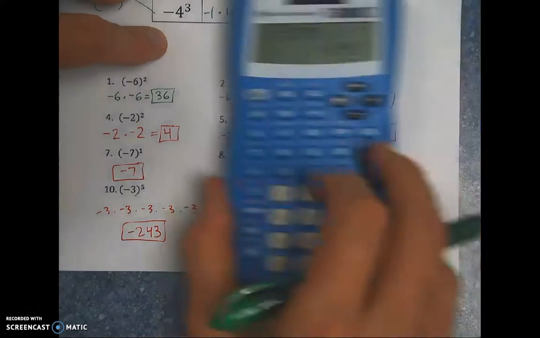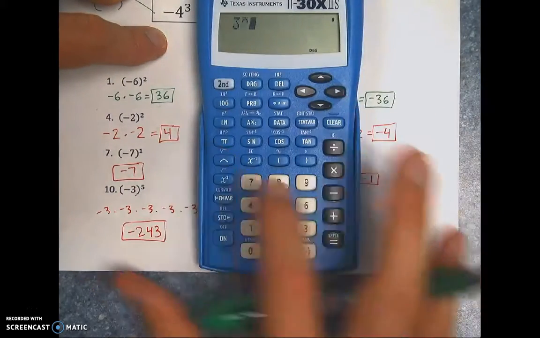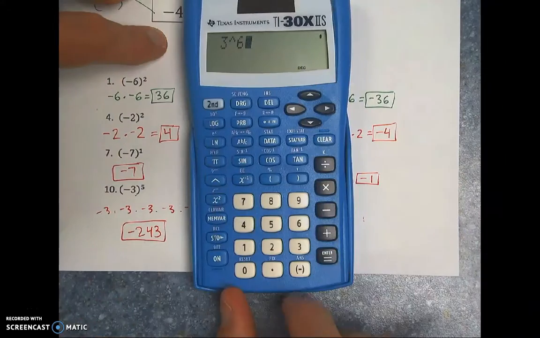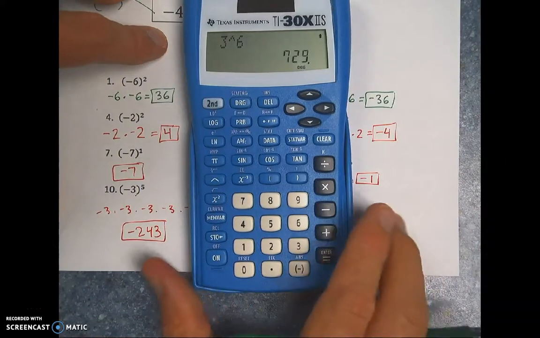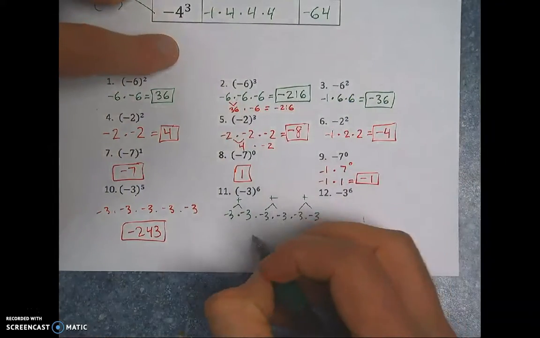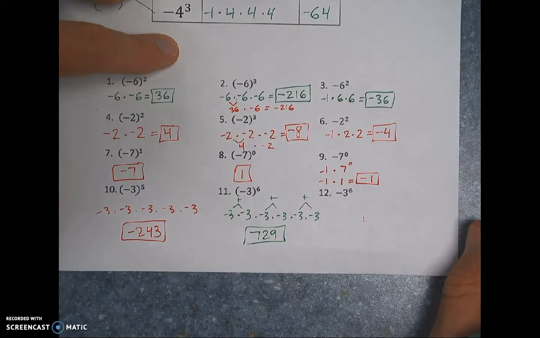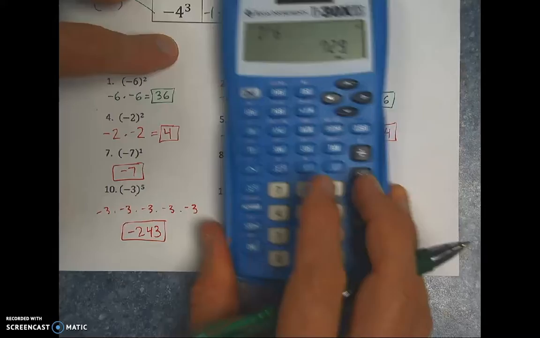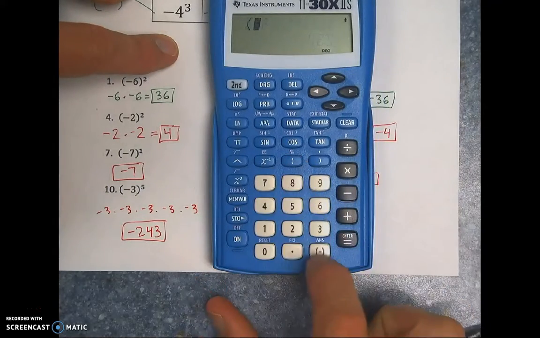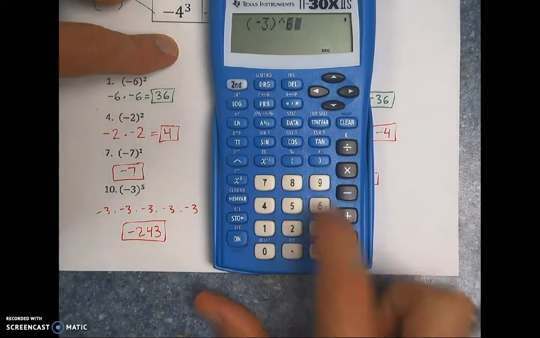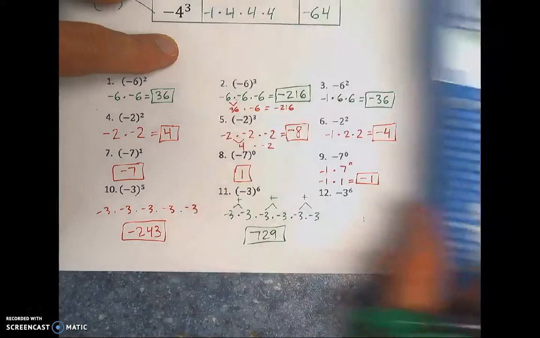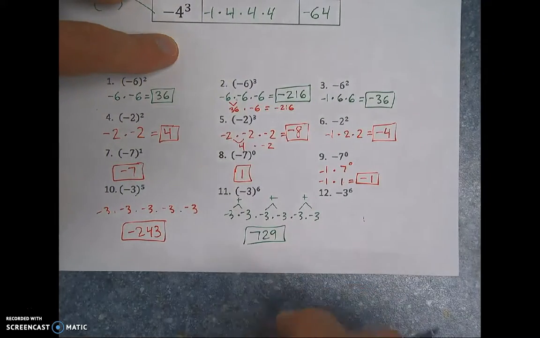It's to the 6th, so let's just do 3 raised to the 6th. Notice I didn't even deal with the negatives. I don't have to. I just need the number, 729. And I know the answer is going to be positive. Okay, so I could put it in if I wanted to, use parentheses, -3 raised to the 6th, and get the answer. But I can also figure this out on my own.